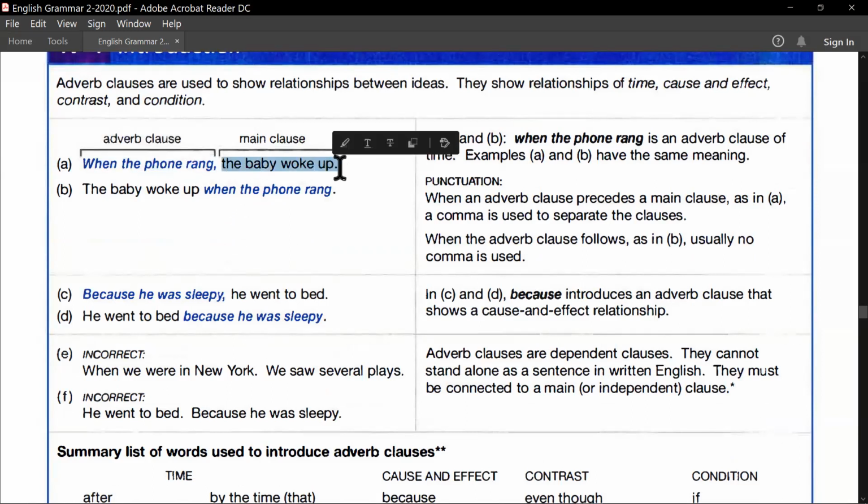The baby woke up. You can just say the baby woke up and end the sentence right there. But the adverb clause shows when the baby woke up. You want to elaborate more on the time of waking up, so you put it against another point. So you say, when the phone rang, the baby woke up. You put a time relationship between the baby waking up and another event, the phone ringing.